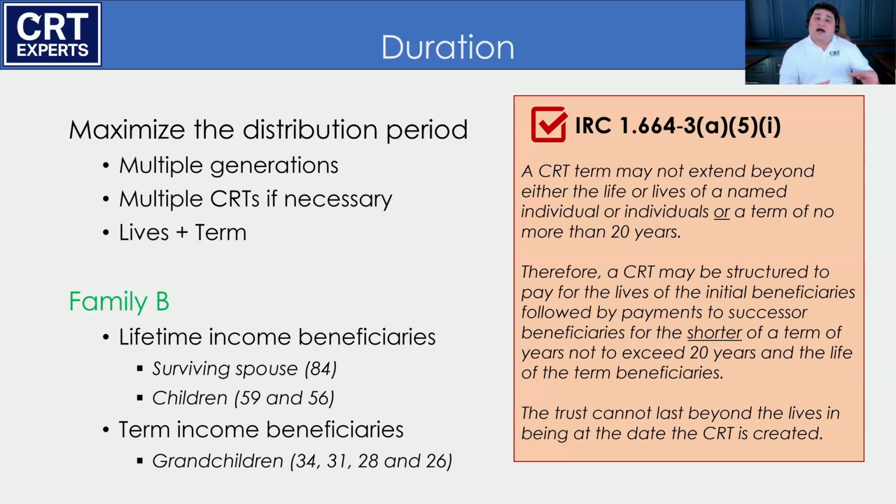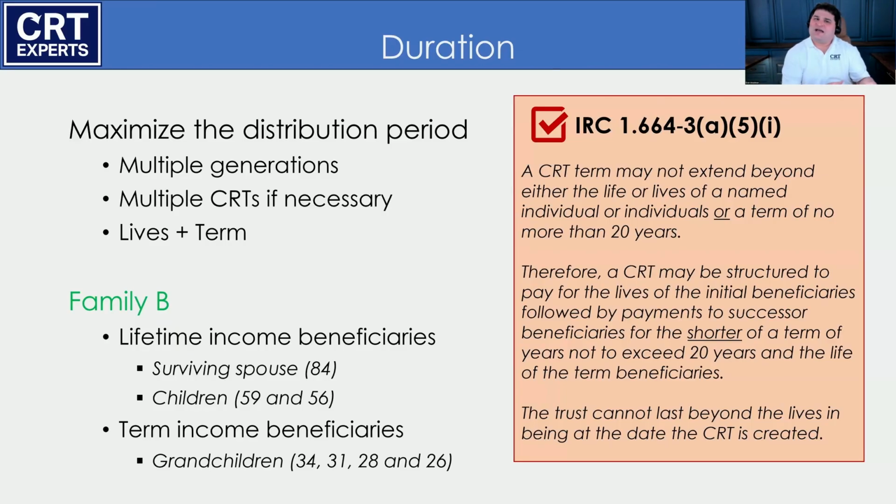We're using what's called a lives plus term structure here. In many cases, we're asked by even really sophisticated advisors, well, you set up a CRT for someone's lifetime or for a term. You can't do both. That's incorrect. You can see the language from 664 up here on the screen, but we can structure a CRT to go for the lifetimes of these named individuals, followed by continued distributions to the shorter of the lifetimes of these other individuals and a term maximum of 20 years.